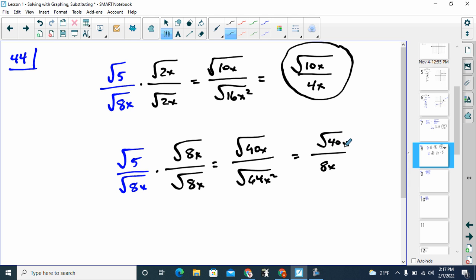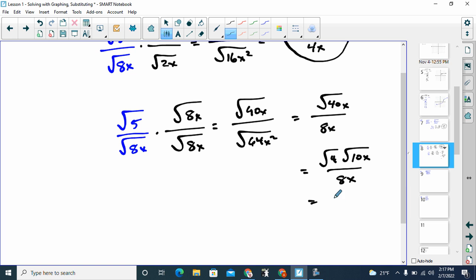The problem is 40 can be reduced. We want to reduce that to square root of 4 times square root of 10. And now I get 2 times square root of 10x over 8x. And then this 2 over 8 reduces to 1 over 4.